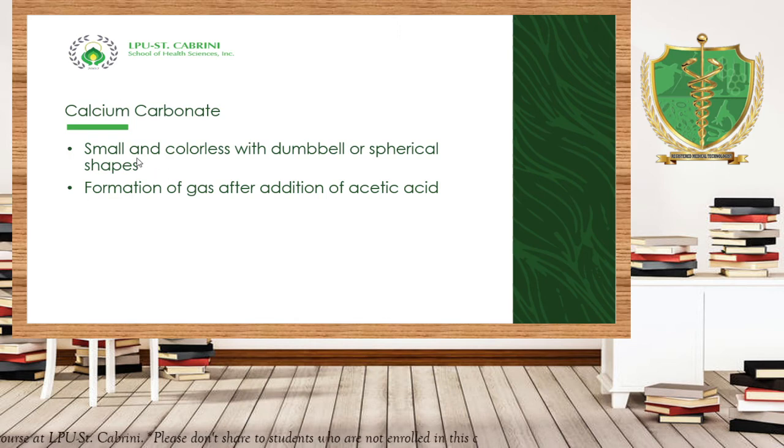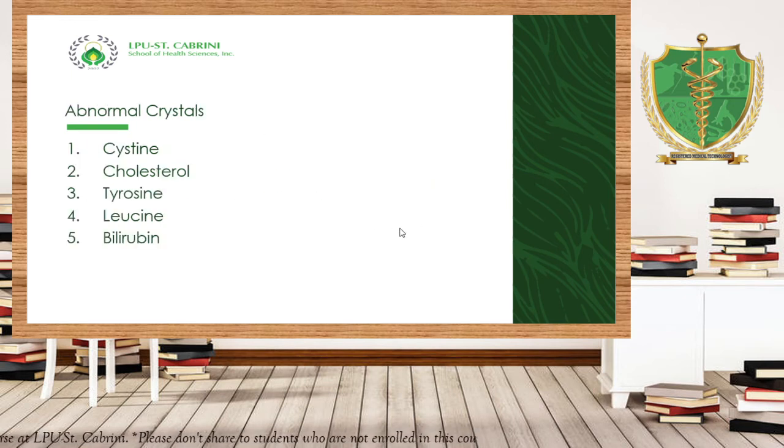Calcium carbonate naman is a small colorless with dumbbell or spherical shape. So, si calcium carbonate, pwedeng dumbbell. Si calcium oxalate ay pwedeng din pong dumbbell and spherical. So, please take note of this. Kapag calcium carbonate, saan mo siya makikita? Alkaline. Kapag calcium oxalate, saan mo siya makikita? Acidic. Okay? Again, formation of gas after addition of acetic acid.